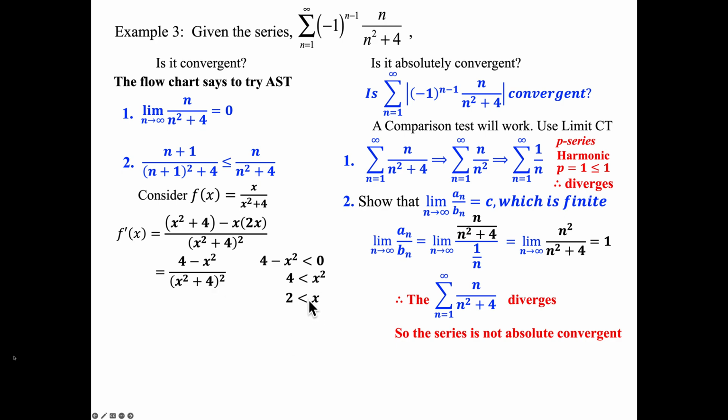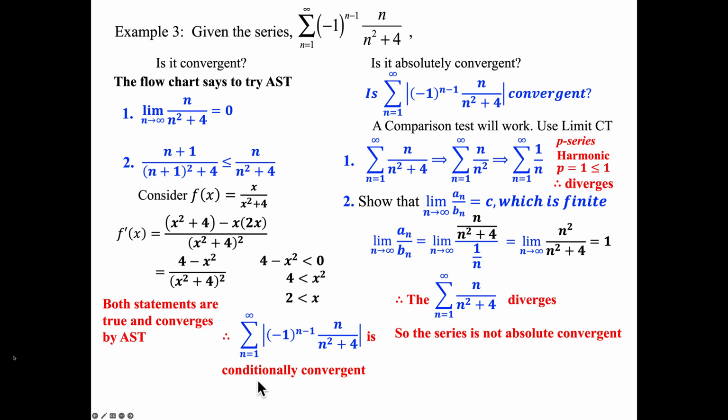It's decreasing because remember we said in terms of converging or diverging, if you take the first 2 or 3 terms off and the rest of the terms converge or diverge, you put the first 2 or 3 terms back on, it's still going to converge or diverge, whatever we're looking for. So since both statements are true, this converges by the alternating series test, and now this series converges conditionally. It didn't converge absolutely, but it will converge conditionally. And that wraps up our absolute convergence.